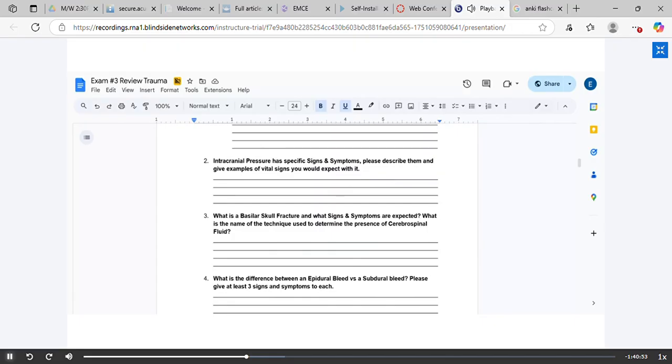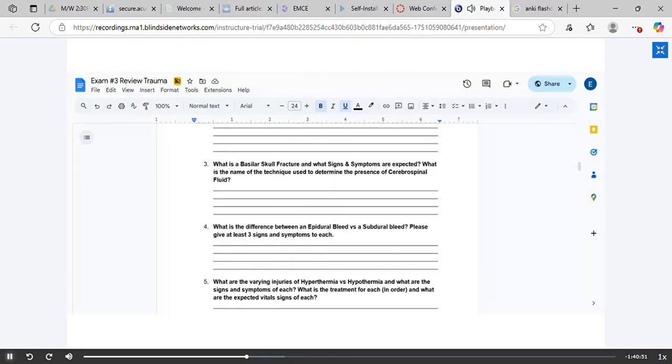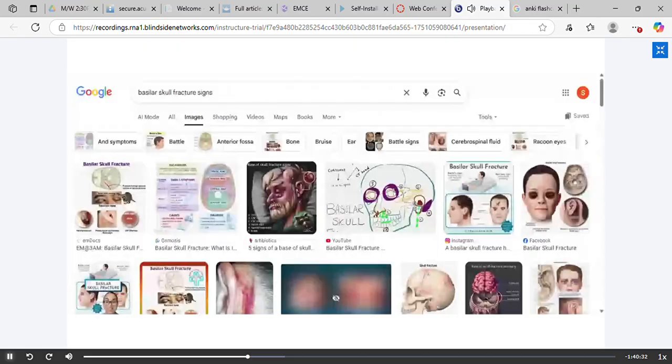Okay, so what is a basilar skull fracture, and what are some signs and symptoms that are expected? So a basilar skull fracture, first off, basilar, that means at the base, okay? So a basilar skull fracture is where the force of the mechanism was such that it cracked or fractured the base of the skull, okay?